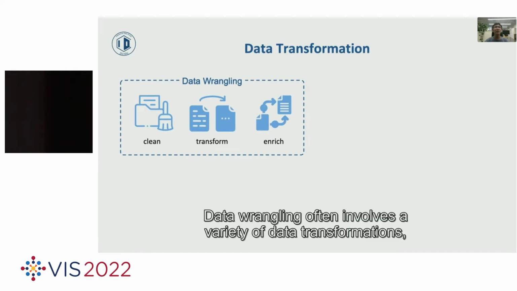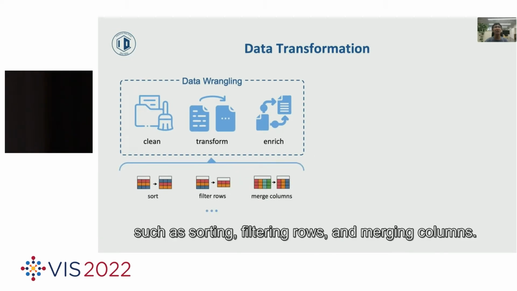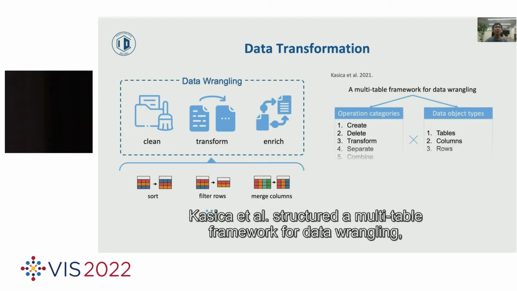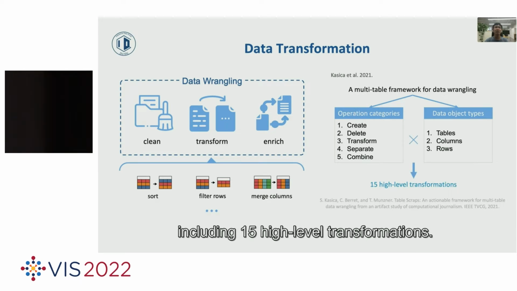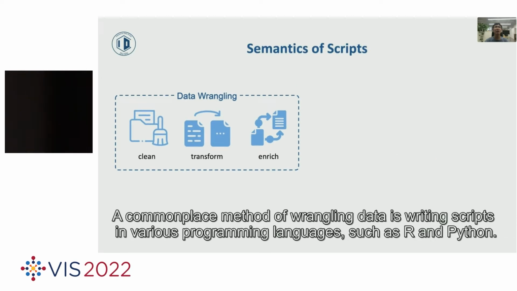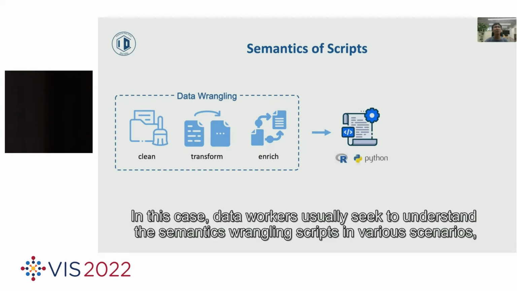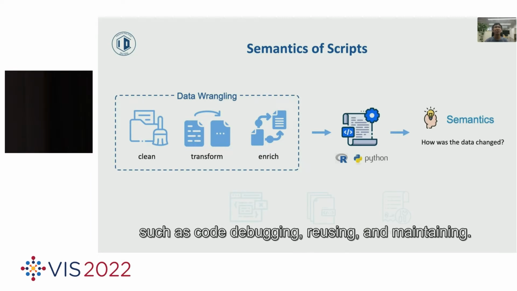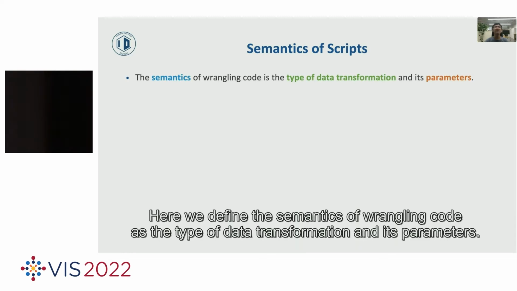Data wrangling often involves a variety of data transformations, such as sorting, filtering rows, and merging columns. Kasica et al. structured a multi-table framework for data wrangling, including 15 high-level transformations. A commonplace method of wrangling data is writing scripts in various programming languages, such as R and Python. In this case, data workers usually seek to understand the semantics of wrangling scripts in various scenarios, such as code debugging, reusing, and maintaining.